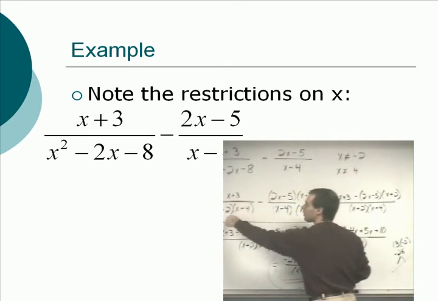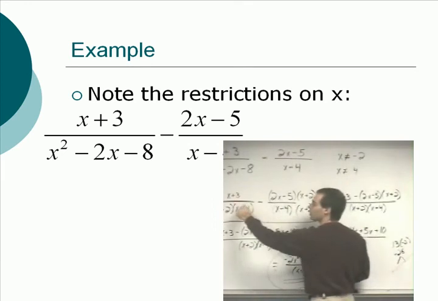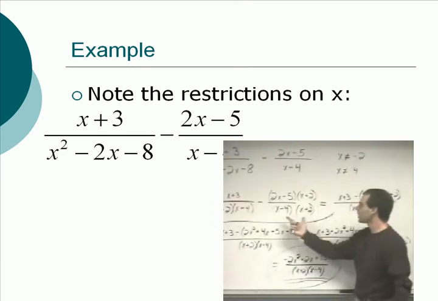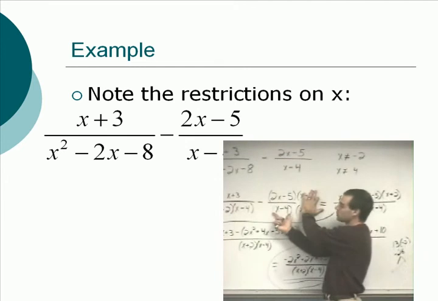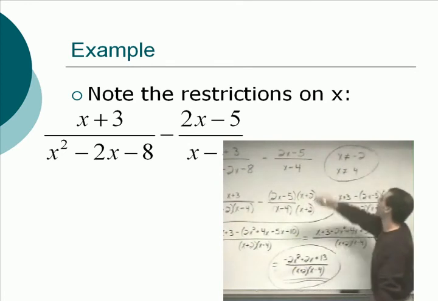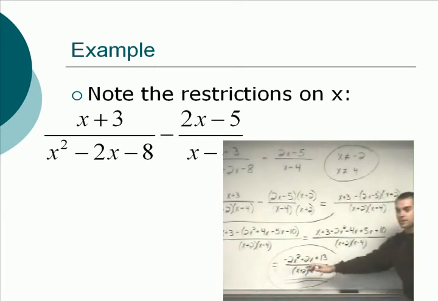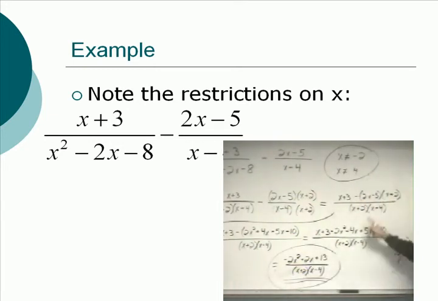0 times anything, we'd have a big old 0 in that denominator. Same thing is true with 4. 4 minus 4 would be 0, no good. Now over here, we put that in later, but what was your only restriction from this fraction? 4, and we already made a note of it. So those right there are our restrictions. Note that they survived all the way to the end. Sometimes you'll have a restriction, but it'll cancel off. These both survive to the end.